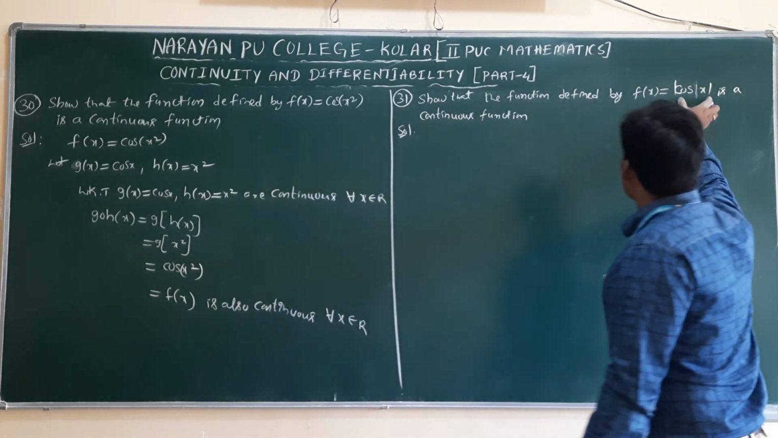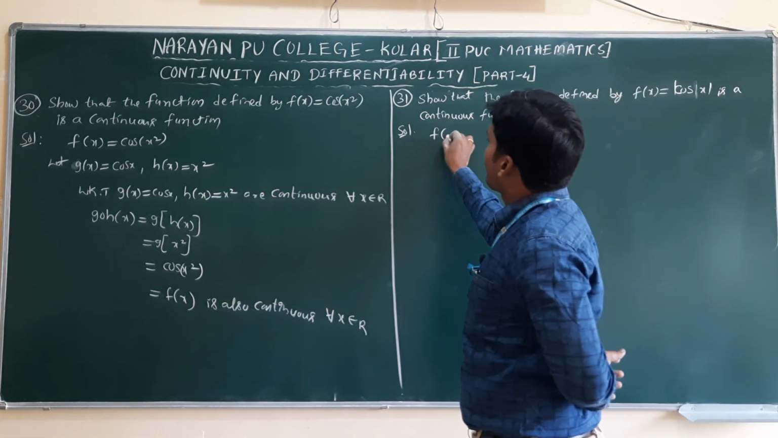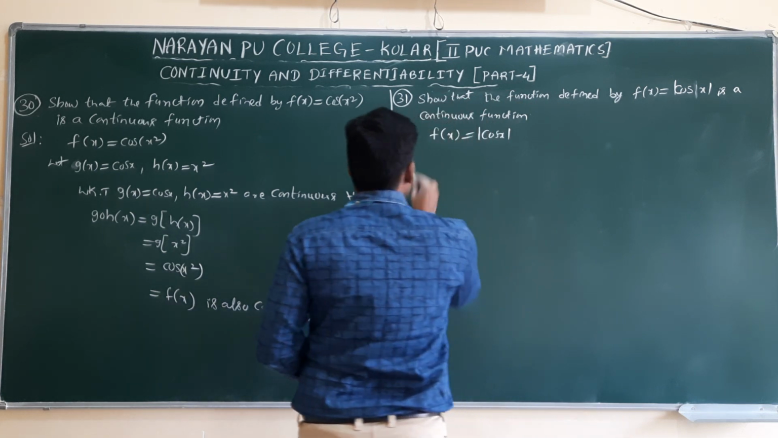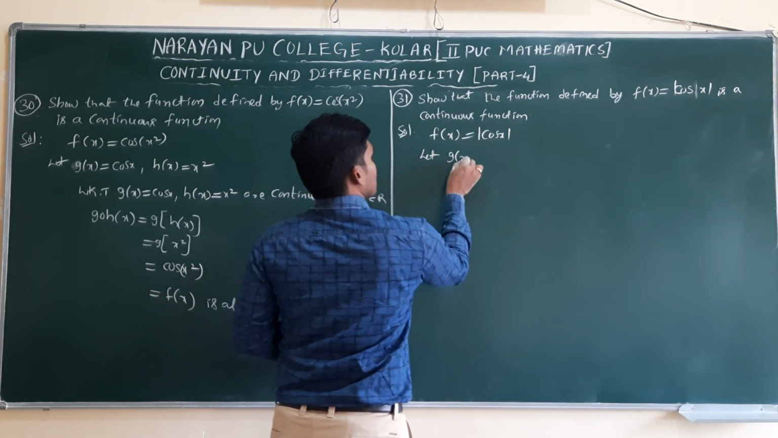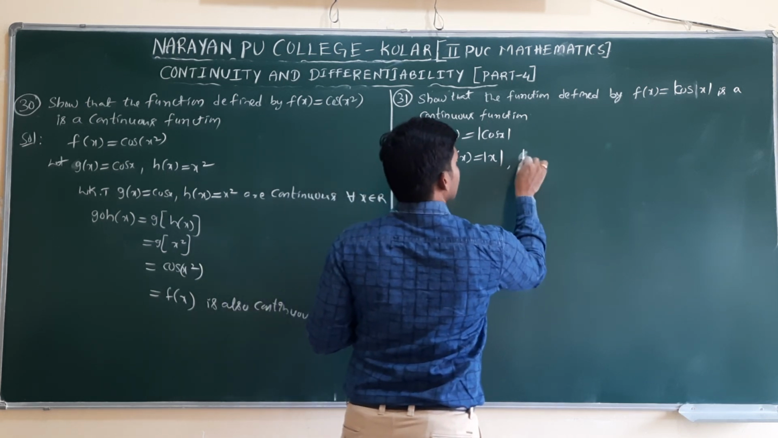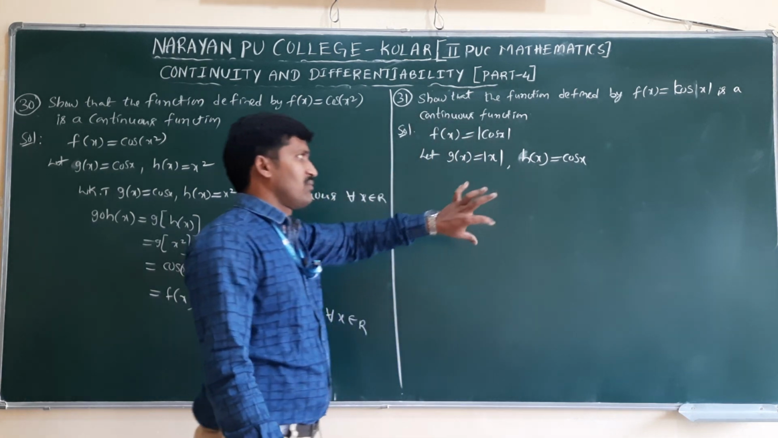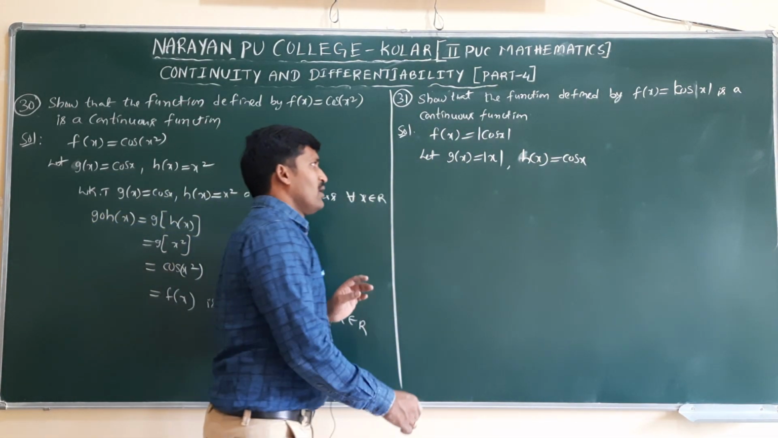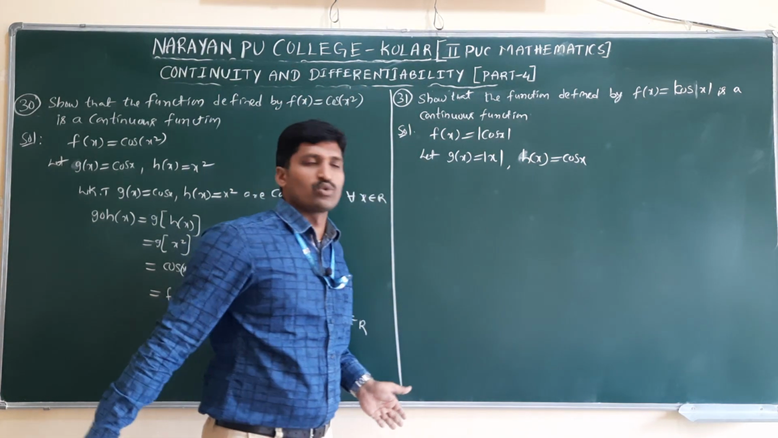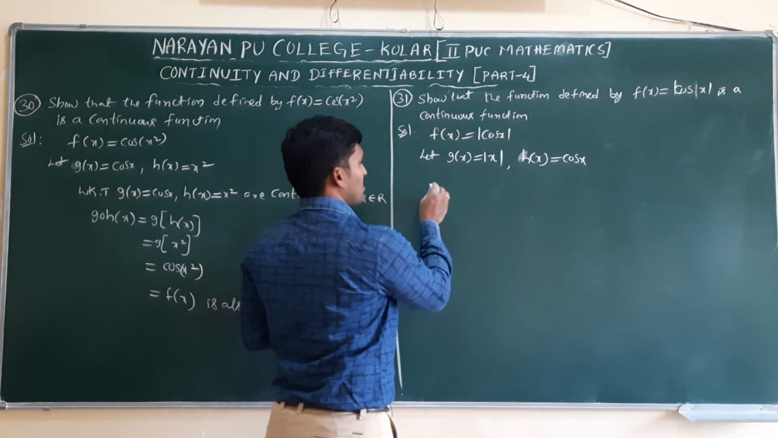Outer function is modulus function, inner function is cos x. Here f of x is given as modulus of cos x. I will make two functions in this. Let g of x be mod x and h of x be cos x. One is the outer function form, another one is the inner function form. For the modulus function, you know the graph, it's a V shape. We can draw it continuously, a combination of two straight lines. Cos x is already a continuous function.